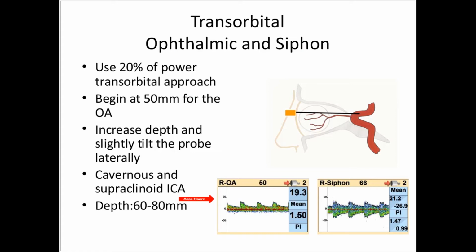To insonate the siphon, increase your depth and slightly tilt the probe laterally. And here's an example of the cavernous portion above baseline and the supraclinoid below baseline. Now, you may not always get both the cavernous and the supraclinoid ICA. And if you go to a depth of about 80 on a patient, or maybe 74, and you angle all the way lateral, you can pick up the contralateral ACA, so you have to be careful.